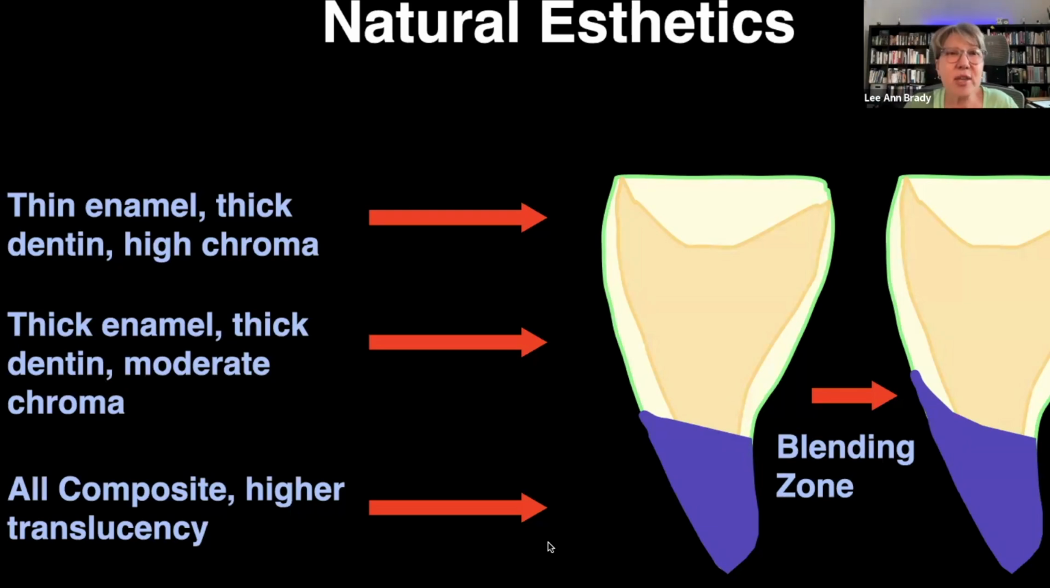Which again, for me, whether it's a class 3 that comes through to the labial, I'm doing a class 4 incisal edge repair, I literally just do the entire labial surface of the tooth so that I never have a worry about that. And if you're accustomed or you've ever seen that sort of brown stained line that occurs around anterior composites.